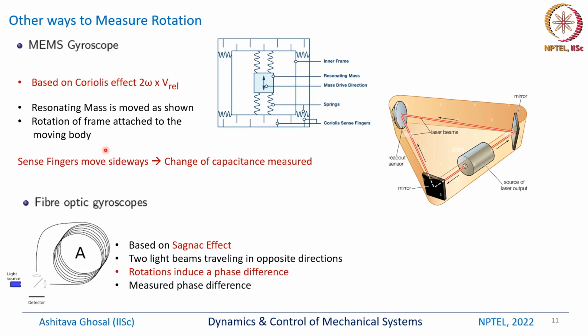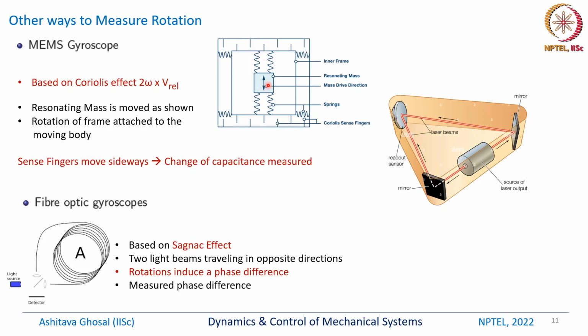As it moves left and right, there are these fingers. There is one set of fingers which are fixed to the outside, and then there is another set of fingers which is on this inner frame. Because of this Coriolis component, the moving fingers will go towards these fixed fingers. These are charged in the sense that I can measure the capacitance between this finger and this finger.